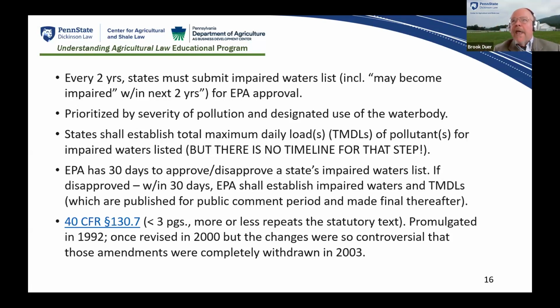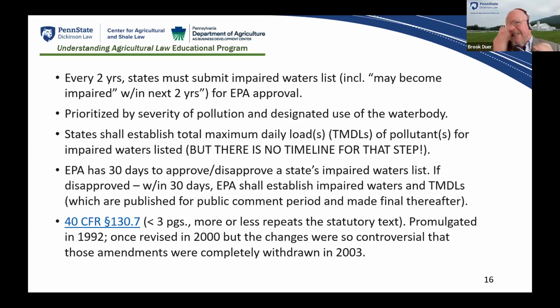Now, for every impaired water, the state shall establish total maximum daily loads of those pollutants that are involved in that particular water source. But the statute doesn't actually say when that's to be done. It is not necessarily simultaneous with when the waterway or water source is first included on the every 2 year impaired waters list. And that led to lots of litigation, which we'll talk about a little bit later.